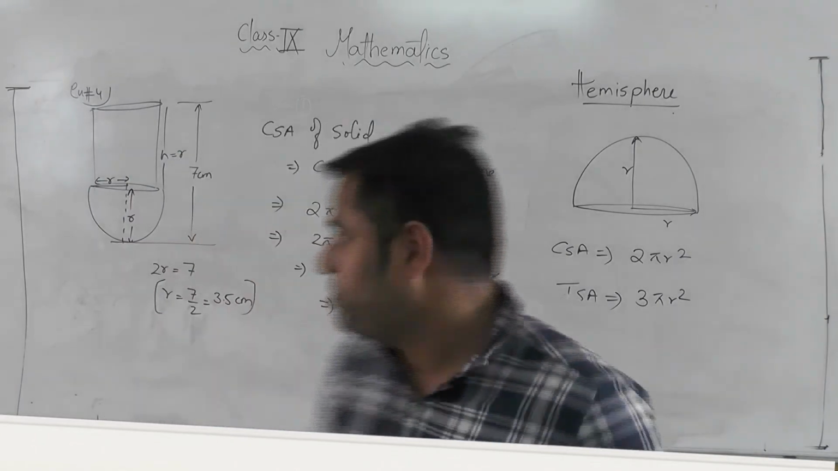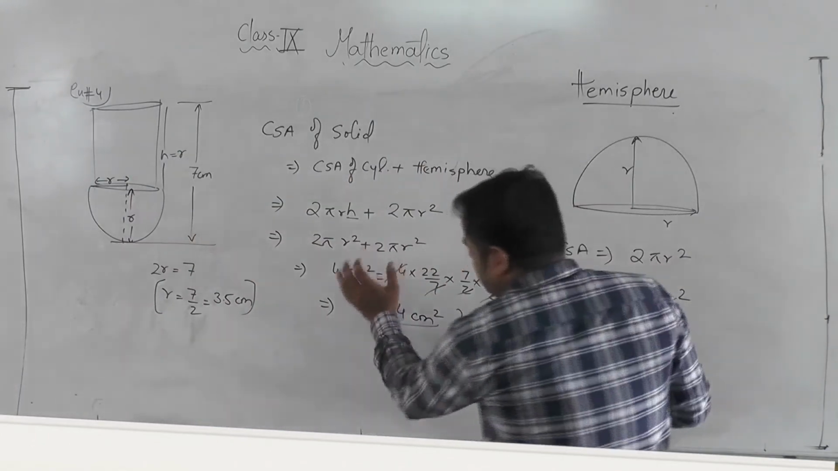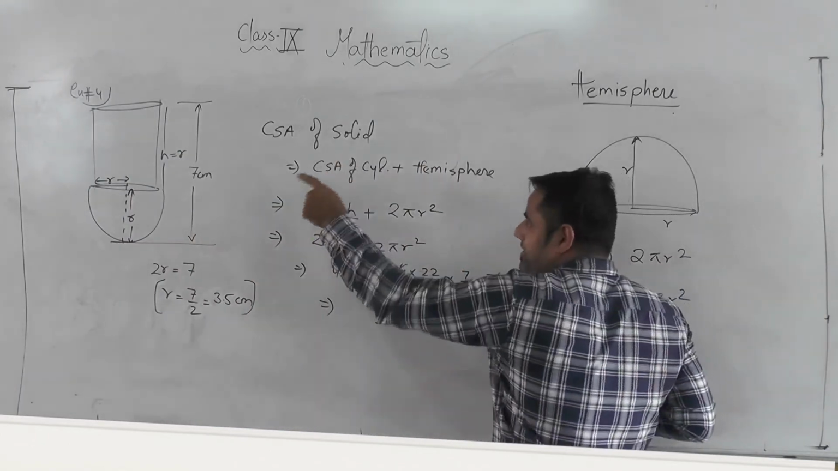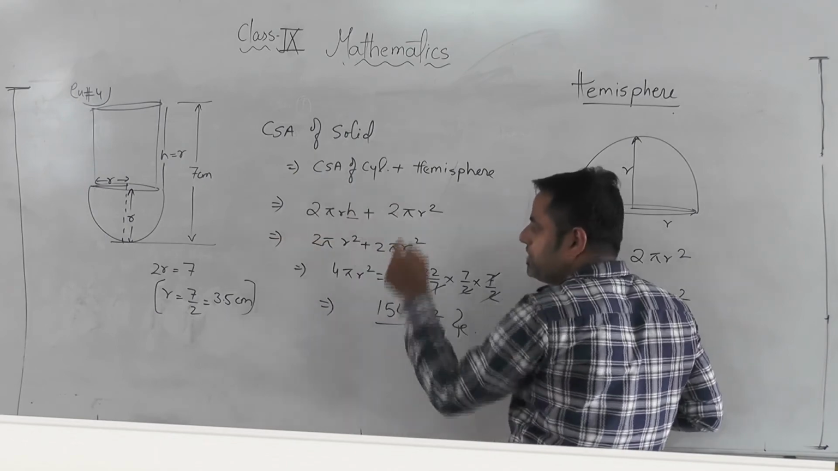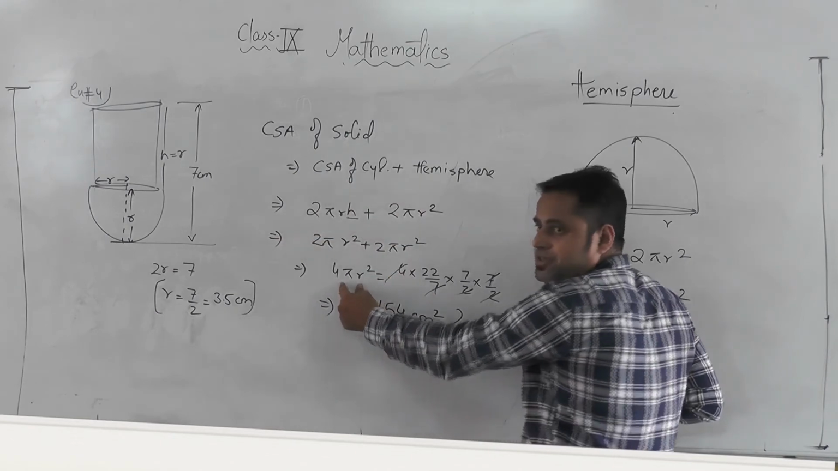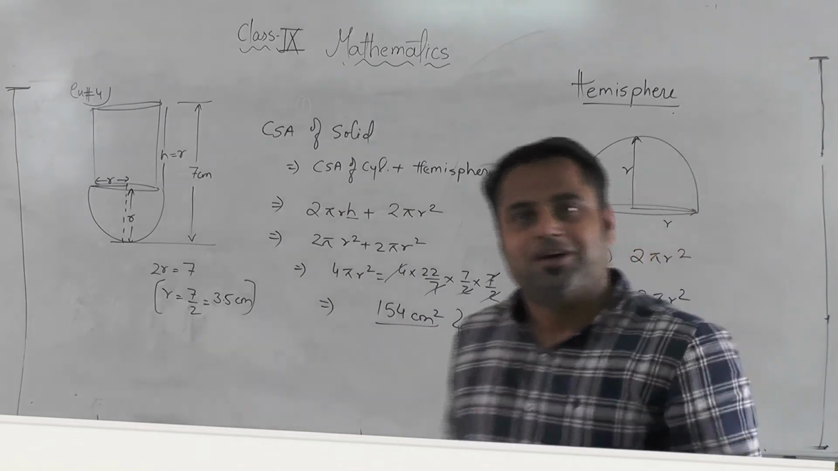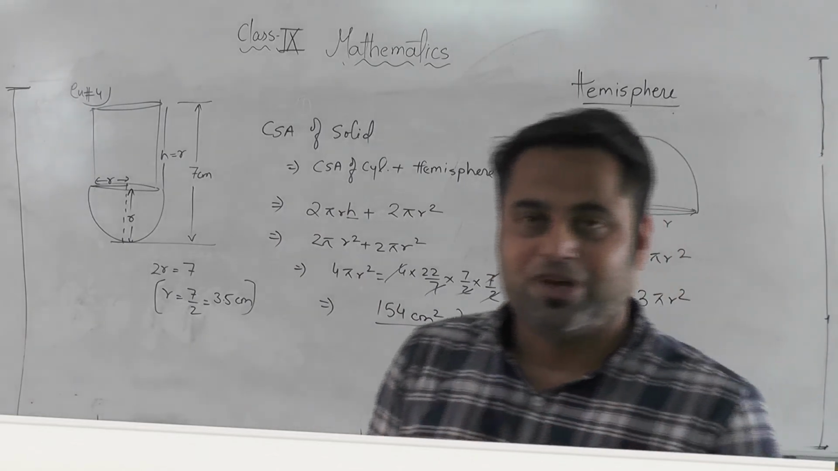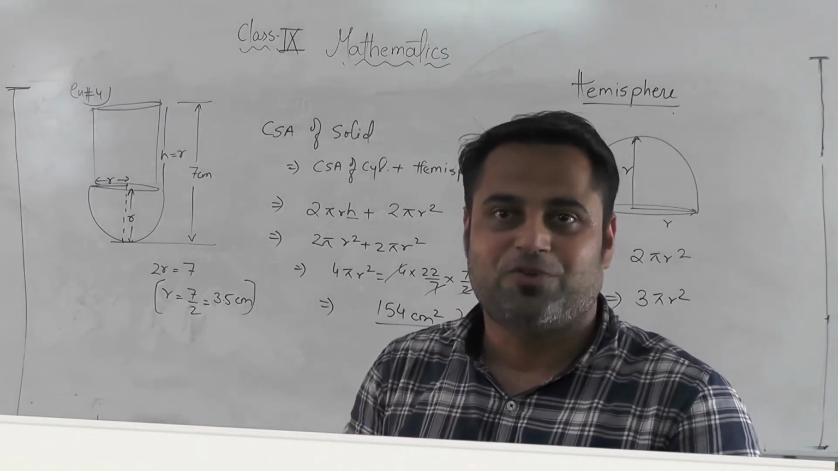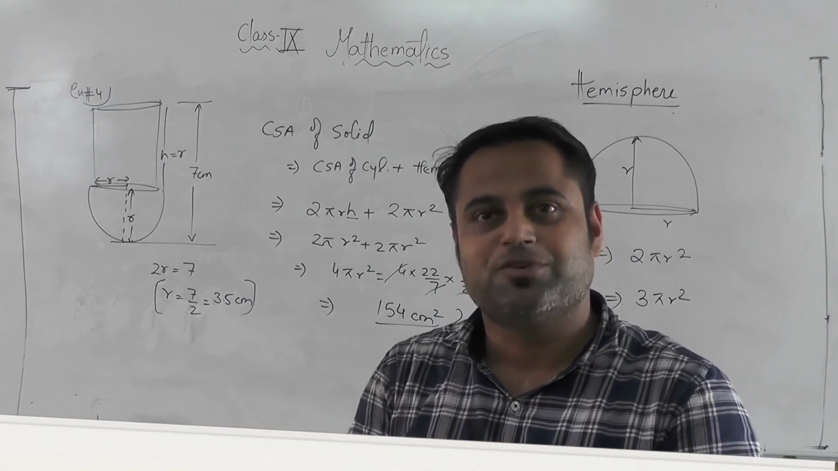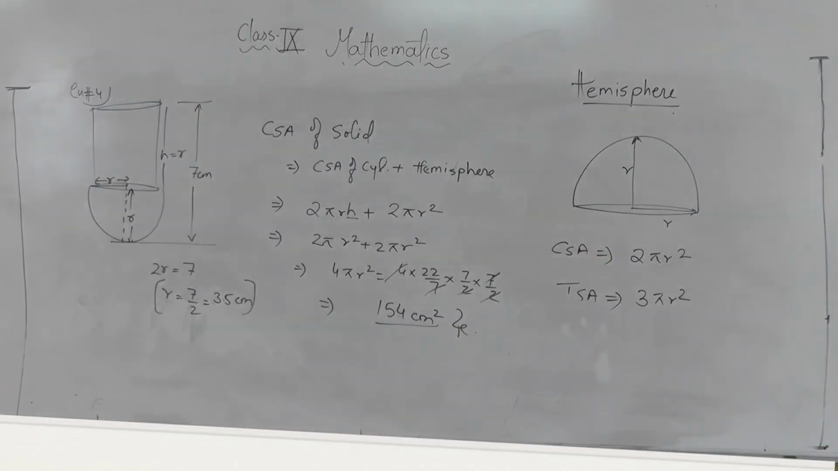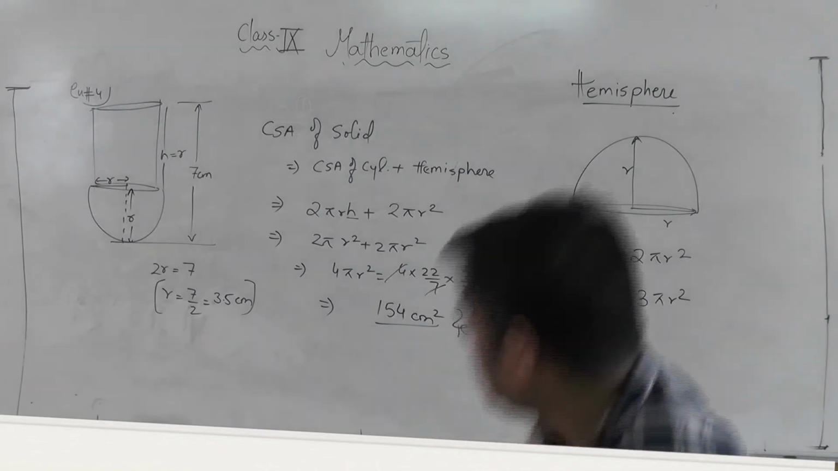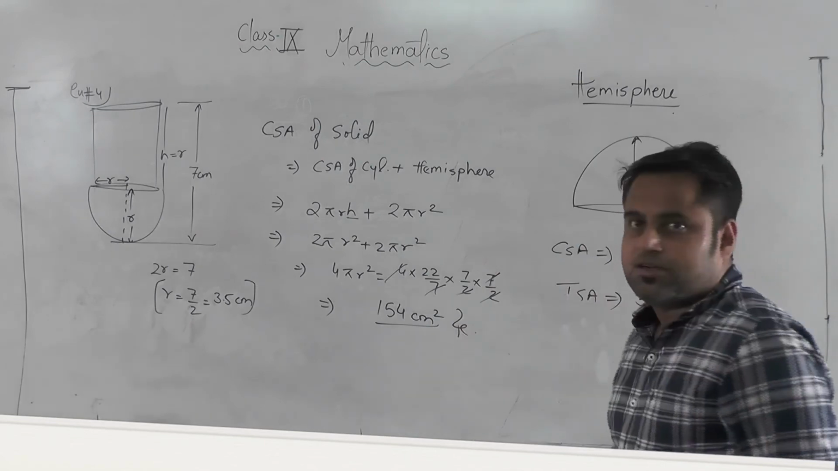Now see, it is very funny. Why is it funny? Because you can see the cylinder and hemisphere together are equivalent to the CSA of the sphere. See, 4 pi r square comes again, and as we all know, 4 pi r square is the formula for the CSA or TSA of a sphere. So in mathematics, you can determine how shapes are equivalent to each other. So these are the types of questions.